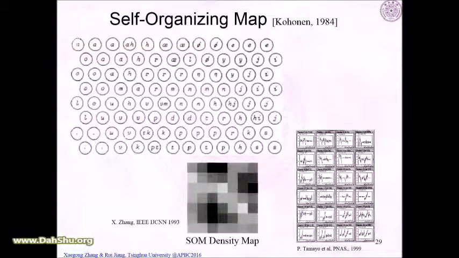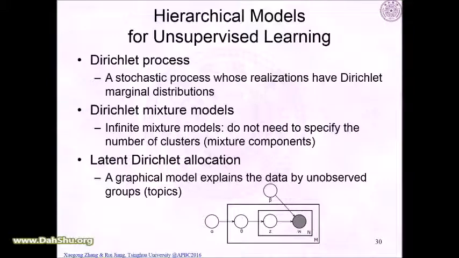Based on this, we can do some further analysis. We can treat each neuron as a single cluster, but we can find more high-level clustering between these neurons. We can use this density to get a more hierarchical clustering of these smaller clusters.